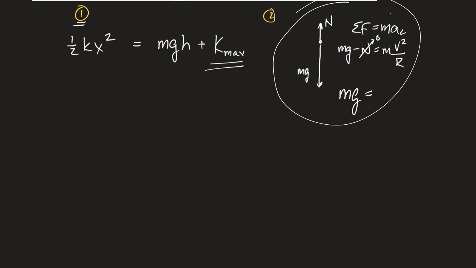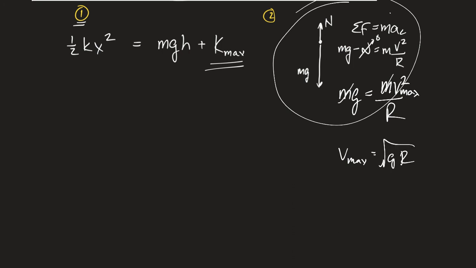mg equals mv squared over r. This is max, so I set the normal force equal to 0. Now, we've done this problem before. That was a while ago, but that doesn't change the fact that we've done this. I shouldn't have to do it again. Cancel the m's out, solve that for v max. So v max is the square root of gr.